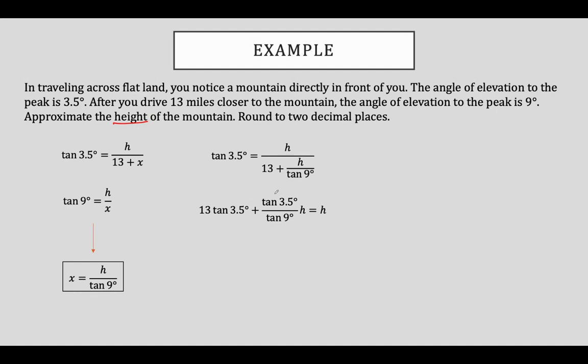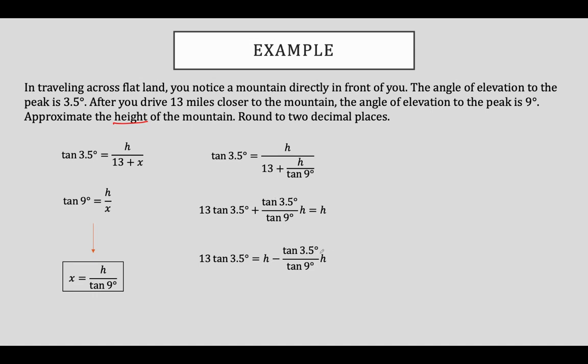So notice that we have multiple h's in this equation. Right? If we have multiple h's, we want to group all of our h's on one side. That way we can try to combine like terms or factor, right? Combine all of our h's on one side of the equation. So let's subtract this quantity from both sides of our equation. This gives us 13 times the tangent of 3.5 degrees is equal to h minus the tangent of 3.5 degrees divided by the tangent of 9 degrees times h.